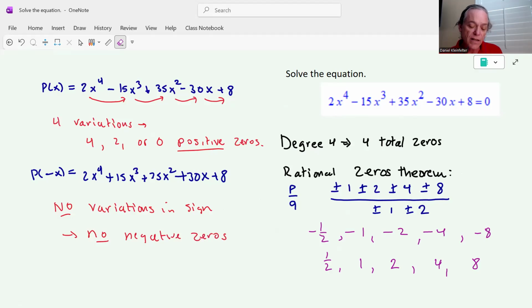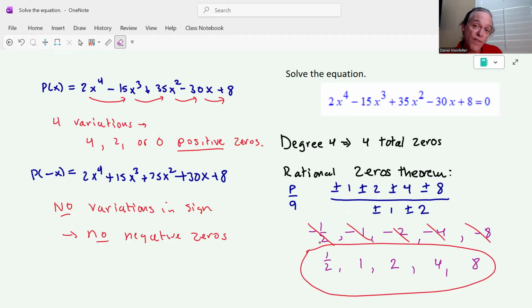Since there are no negative zeros, that means that out of all the 10 possibilities that we had enumerated on the right side, we can forget about all the negative ones. And so we would need to only potentially check the 5 remaining numbers, 1/2, 1, 2, 4, and 8, as possible rational zeros. So I hope that you have found that helpful.